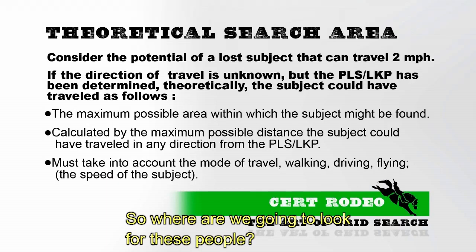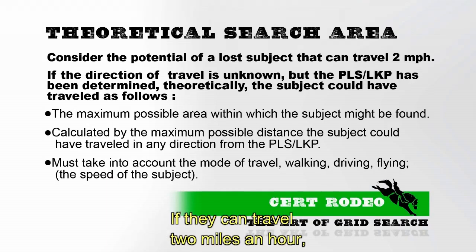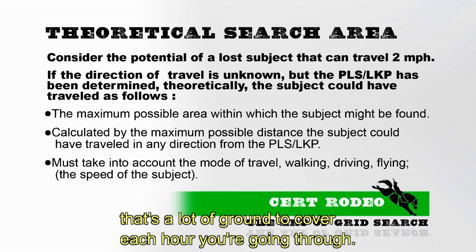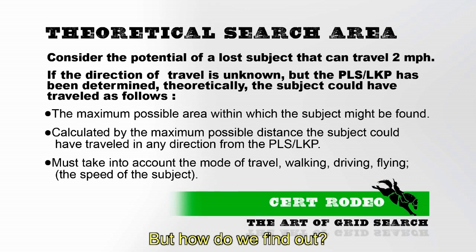So where are we going to look for these people? If they can travel 2 miles an hour, that's a lot of ground to cover each hour you're going through. But how do we find out? We've got to look for clues. We're going to look for sign.